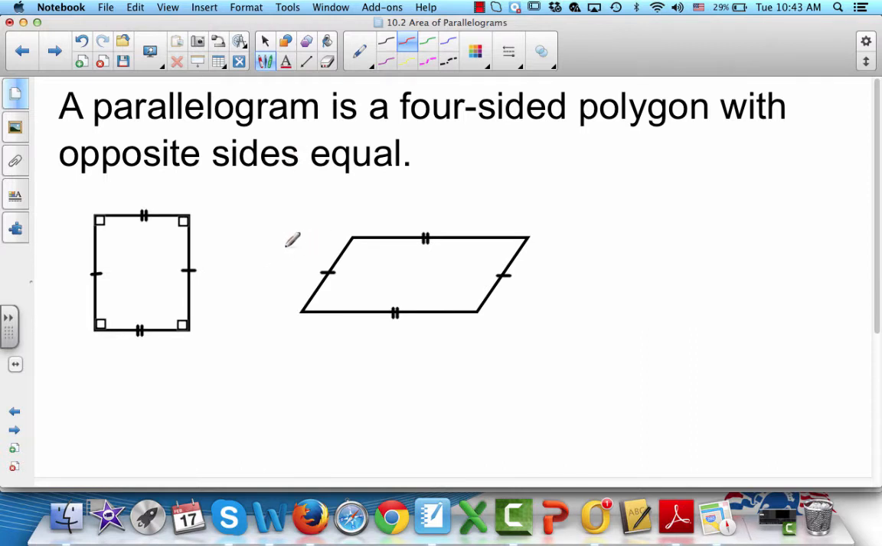It doesn't have to have right angles. See this one? The opposite sides are equal, but it doesn't have right angles. So it's a parallelogram. What about this one? Is it a parallelogram? You might say no, it's a rectangle. But does it satisfy the definition of a parallelogram? A parallelogram, it says here, is a four-sided polygon. It's four sides. Opposite sides equal. So yes, a rectangle is a parallelogram also.